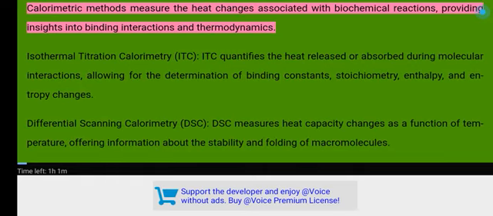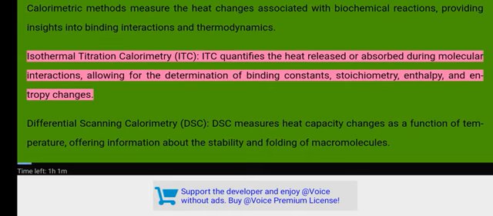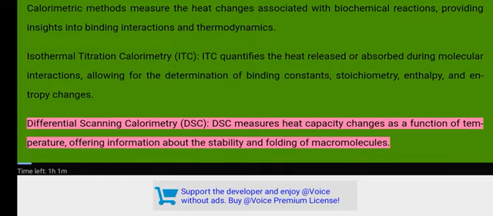3. Calorimetry. Calorimetric methods measure the heat changes associated with biochemical reactions, providing insights into binding interactions and thermodynamics. Isothermal titration calorimetry (ITC). ITC quantifies the heat released or absorbed during molecular interactions, allowing for the determination of binding constants, stoichiometry, enthalpy, and entropy changes.